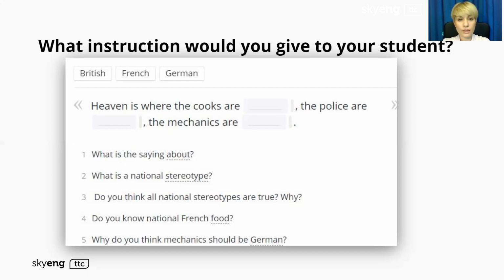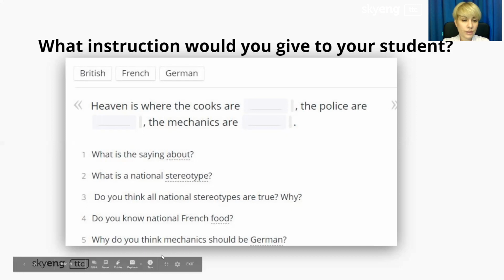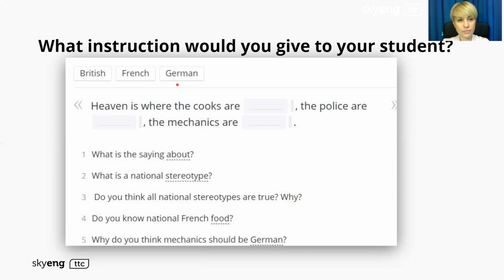So we better do the following. Again, short, clear, and one at a time. Right? So we can say, read the words, and we wait till the student does it. Read the sentence, and the student does it. Then we check understanding, like, what is heaven? What do the cooks do? What do the mechanics do? So we check that all the words here are clear for our students.